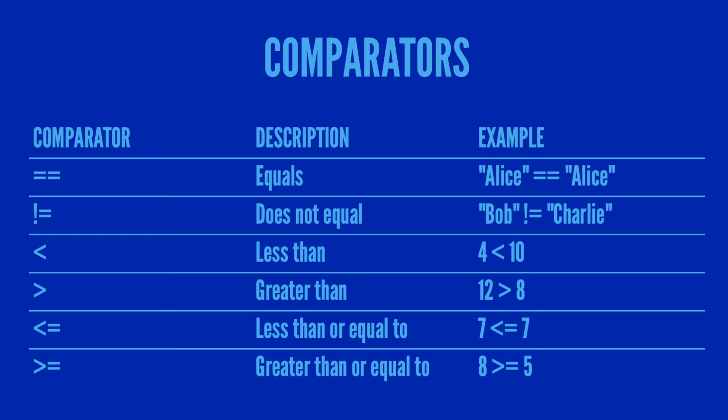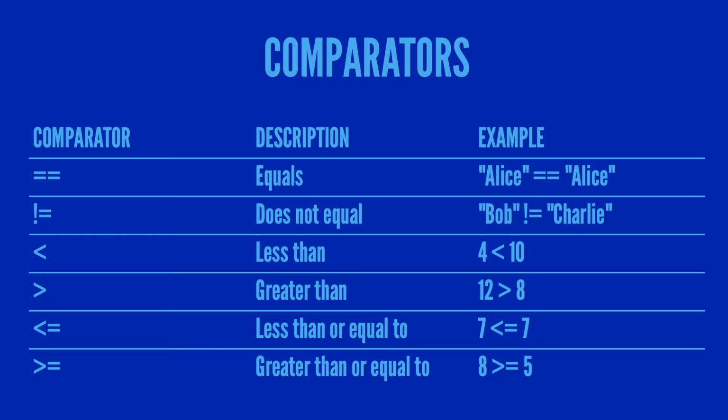We then have less than and greater than. Less than is pointing to the left-hand side, greater than is pointing to the right-hand side. That just implies that whatever is on the left and the right are either less than or greater than. So 4 is less than 10. That is a true statement. And then 12 is greater than 8. That is also a true statement. So I think all of these are actually true statements.